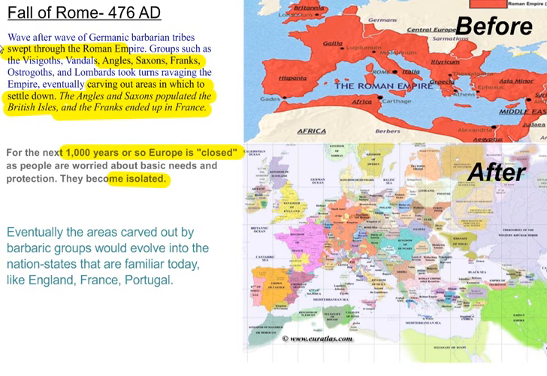These areas that are carved out, a long-term effect, are going to eventually become the nation states that we are familiar with today. So, for example, where the Saxons settled up here is going to become the country of England. Then you're going to get France and Spain over here, and then maybe Portugal down here. And these are going to become the countries that we know and reference as we get into the age of exploration.